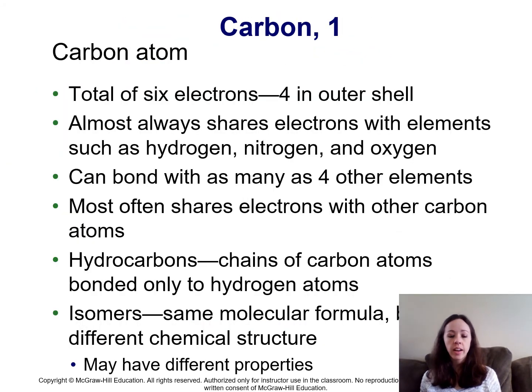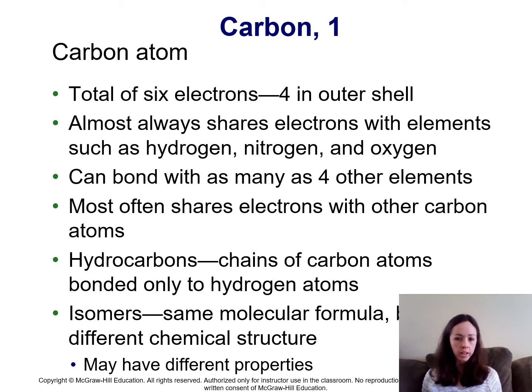So the carbon atom has a total of 6 electrons, and 4 of those electrons are in its outer shell, and so are the ones that are going to be chemically active. Carbon can bond with up to 4 different atoms of various different elements. Most of the time in organic molecules, carbon is going to be bonded to hydrogen, nitrogen, or oxygen. Within a lot of different organic molecules, you're going to find hydrocarbon chains, which are just chains of carbon bonded to hydrogen atoms.